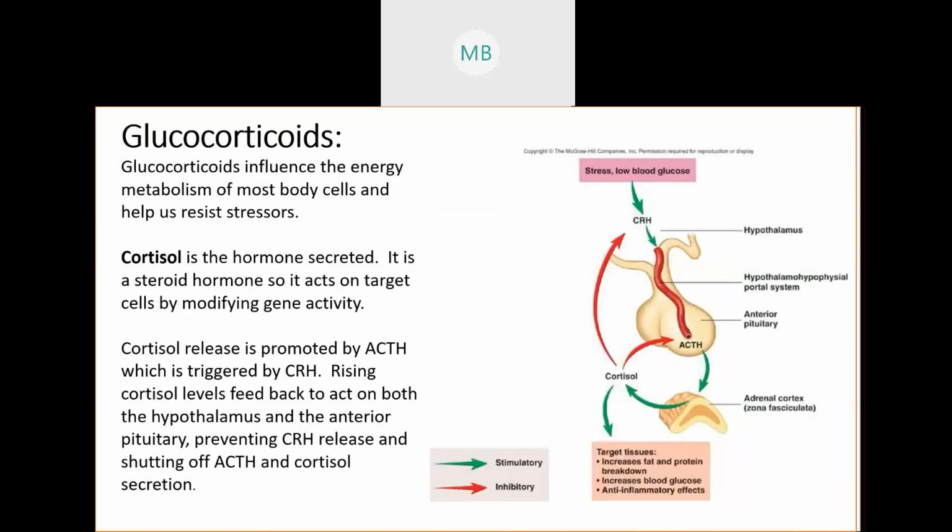I know that was a lot for just the one hormone and the one layer of your adrenal gland, but we have a few more to go. Fortunately, they are not as in-depth.